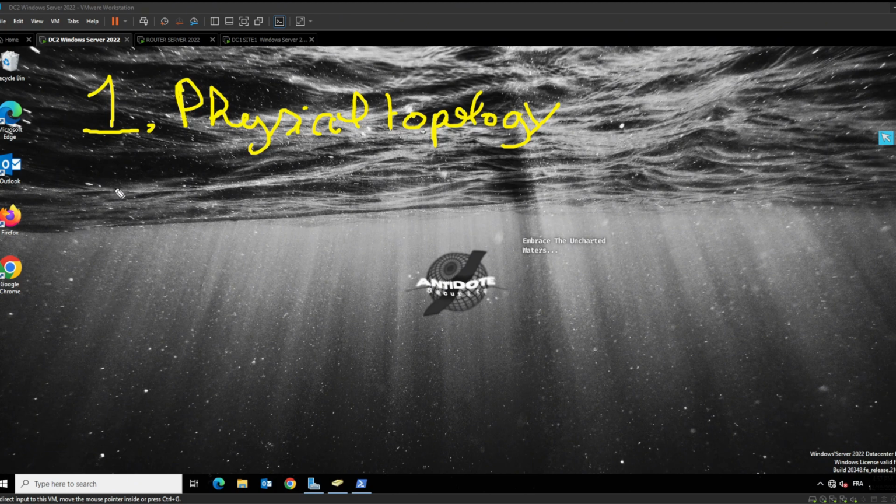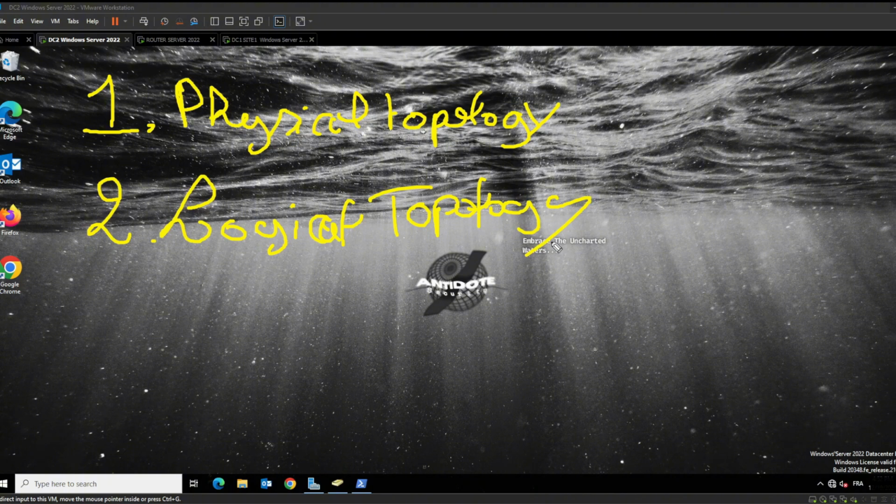And then the second one is the logical topology. What is the logical topology? It means how data flows between devices regardless of physical layouts.